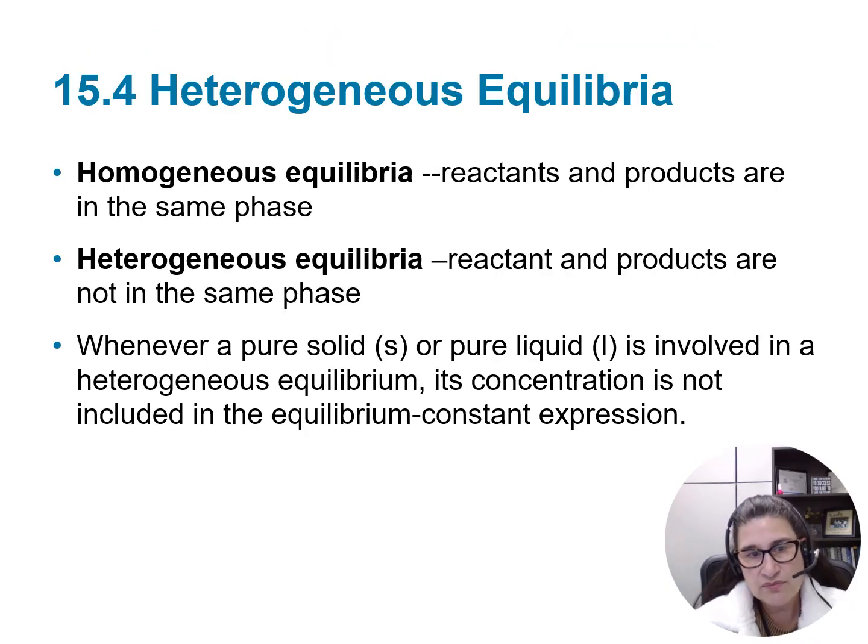Now, we sometimes see homogeneous reactions. In that case, all of the reactants and products are in the same phase. But sometimes you're going to see heterogeneous ones where they're not all in the same phase. And as long as you have gases and things that are aqueous, those appear in your equilibrium expression. But if you have any solids or any liquids, they do not appear in the expression. They just have a value of 1 and they're not included.